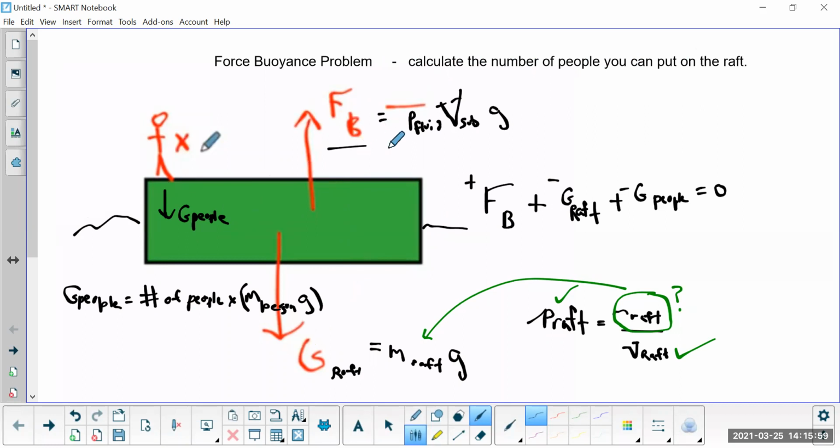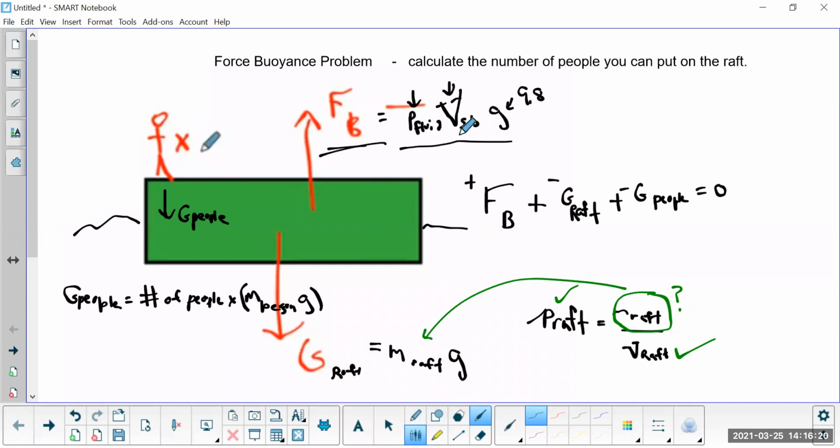So FB is the buoyant force. You're just going to use the buoyant force equation to figure that out. So the fluid density times the volume that is submerged. You're going to submerge the whole raft, so this is going to be the total volume of the raft. And then g, which is just 9.8. So you're going to put those in, and you can calculate that right away.